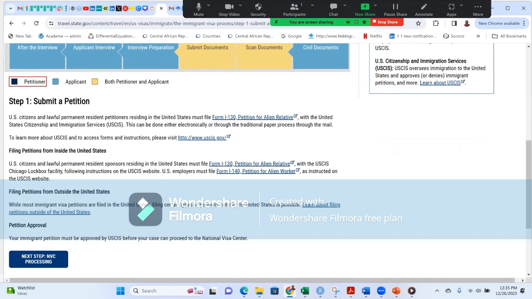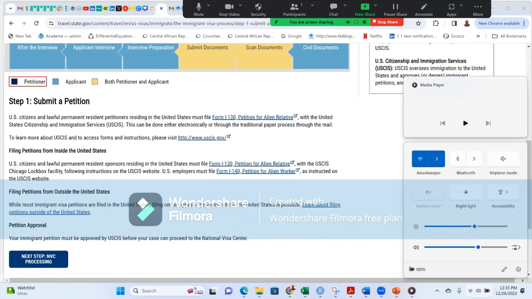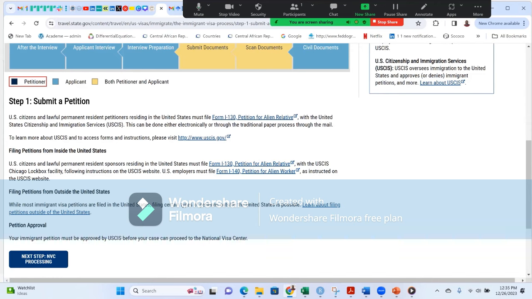What are the things you need? You need this particular form. We call it the I-140, petition for alien workers. That is what you need for EB1, and for EB2, which is the national interest waiver. So we need this. What are the other things we need in this case?